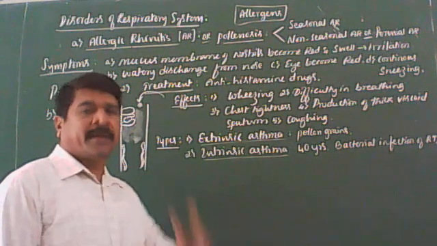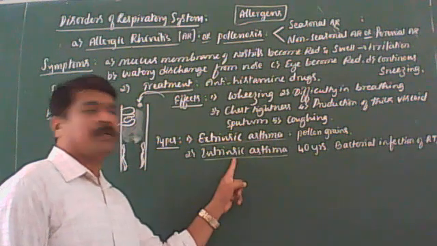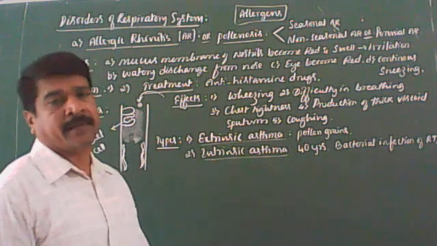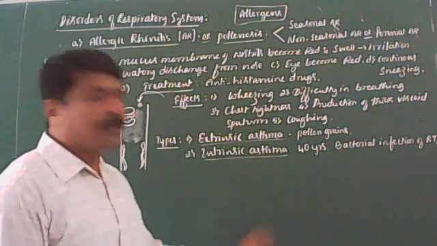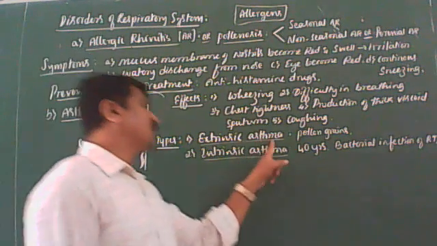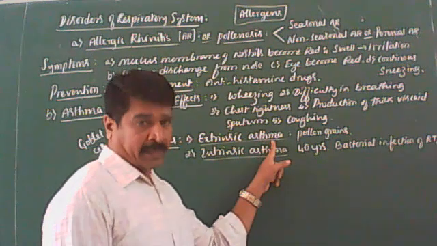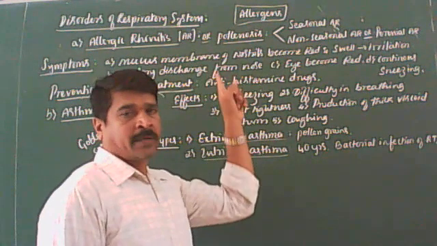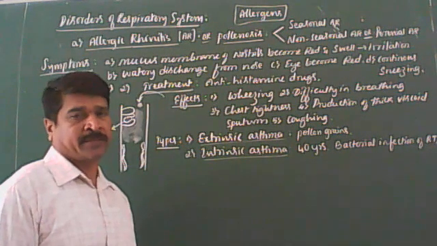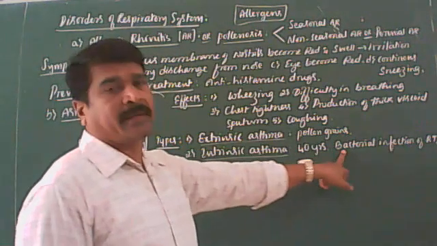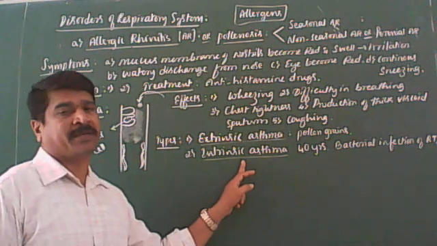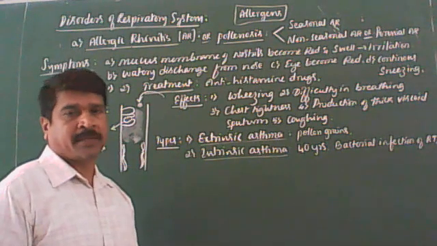I'll repeat once again. Asthma is of two types: extrinsic asthma and intrinsic asthma. Extrinsic asthma occurs in early childhood or early adulthood, mainly caused due to allergens like pollen grains, house dust, animal dandruff, etc. These patients have a family history of allergic diseases like rhinitis. Intrinsic asthma occurs in people who are more than 40 years of age. It is mainly caused due to bacterial infection of the respiratory tract. And these patients do not have a family history of allergic diseases like rhinitis. I think it is very clear for you.